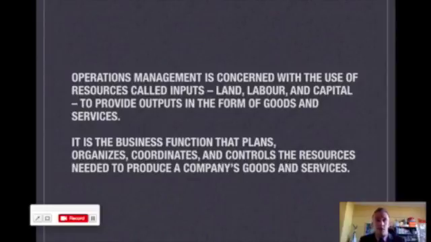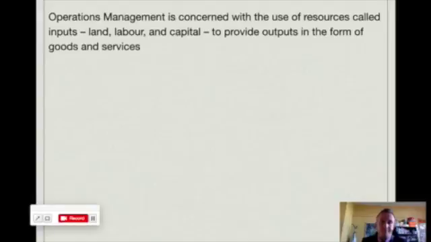Just to start out with, operations management is concerned with the use of resources called inputs, which are land, labor, and capital. We're going to go over those in more detail in a bit, to provide outputs in the form of goods and services. It's the business function that plans, organizes, coordinates, and controls the resources needed to produce a company's goods and services.